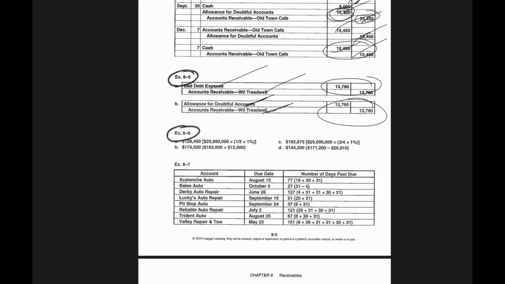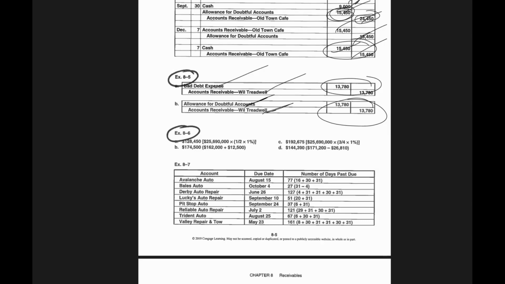At the end of the current year, the accounts receivable has a debit balance of $1,835,000 and sales of $25,690. Determine the amount of the adjusting entry to provide for the doubtful accounts for each of the following assumptions. So first, letter A. The allowance account before adjustment has a debit balance of $12,500. Bad debts expense is estimated at 1/2 of 1% of sales.